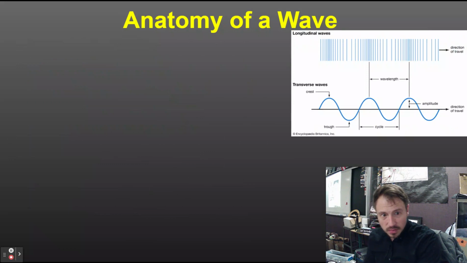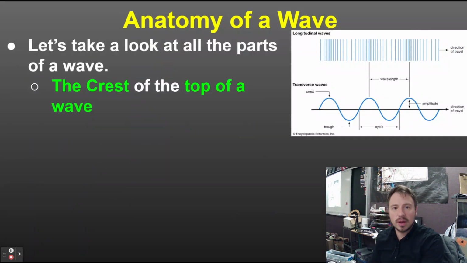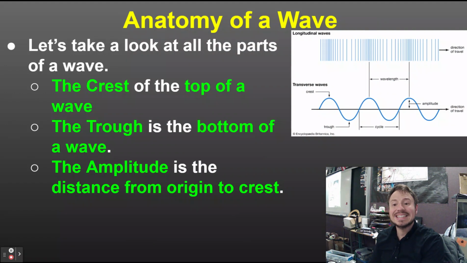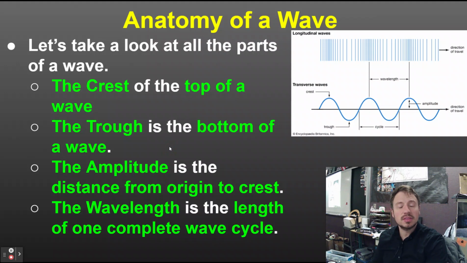So let's take a look at the different parts of the wave. For this video, we're going to be focusing on those transverse waves, the ones on the bottom. Longitudinal waves are very similar, with just a few additional things, but we're just going to look at the transverse wave. The crest is the top of the wave. The trough is the bottom of the wave. The amplitude is the distance from the origin to the crest. You can see these are labeled. And the wavelength is the length of one complete cycle. You can see in that picture, it's labeled crest to crest.